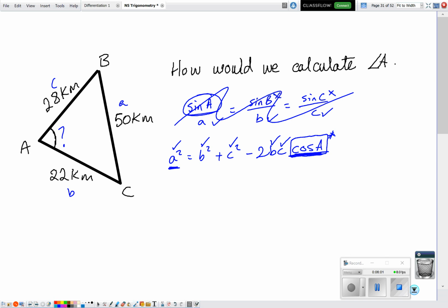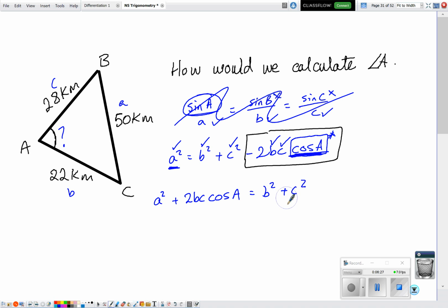Essentially what I'm going to do, I'm just going to change pen colour here and put a kind of box around this bit. Essentially that is just one algebraic term, and what I'm going to do is just add that to both sides. So I'm going to have a squared plus 2bc cos A equal to b squared plus c squared. And then a squared doesn't really want that there, so I'm going to take it away from both sides. So we get 2bc cos A equal to b squared plus c squared, take away a squared.